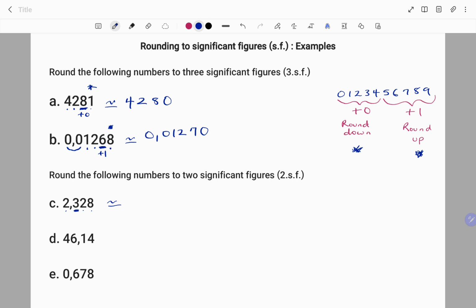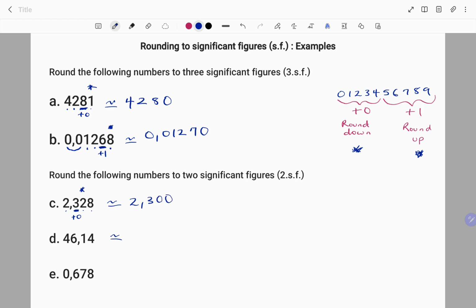My decider is the number immediately after, which is 2. 2 falls in the lower group, so I'm going to be rounding down by adding 0. So 2,328 rounded to two significant figures will give me 2, 3 plus 0, that's 3. Every other number after becomes 0.